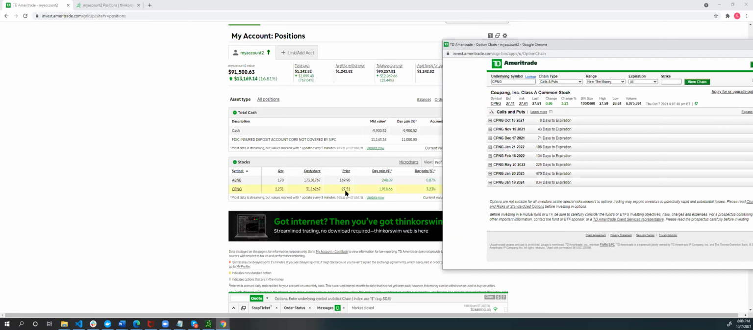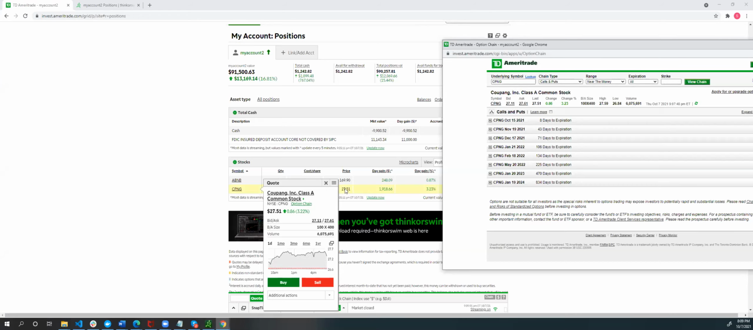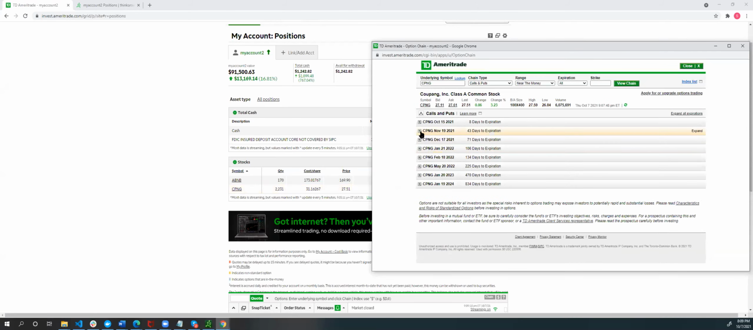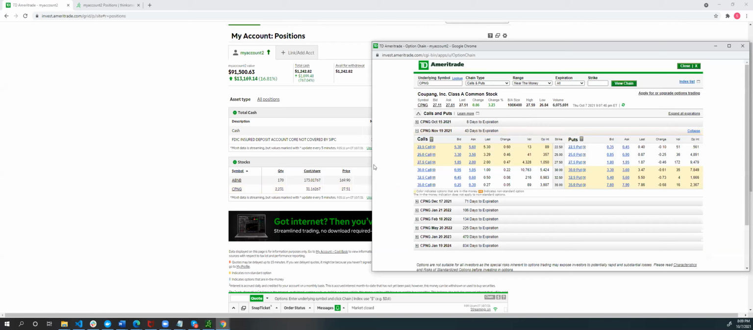So I want to sell my stock for more than, sorry, my cost is 31. Current price is 27.51. So I want to sell my option for a price above $31. So in that case, what I'll do is I'll go to November, right? And you can see since we are doing a covered call here, you can see all the prices for various strike prices, right? So you can see from 22 all the way to 35.